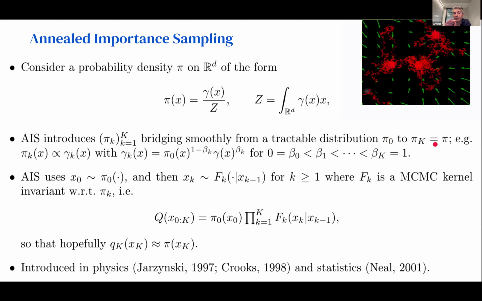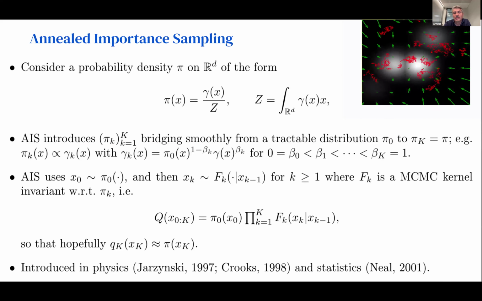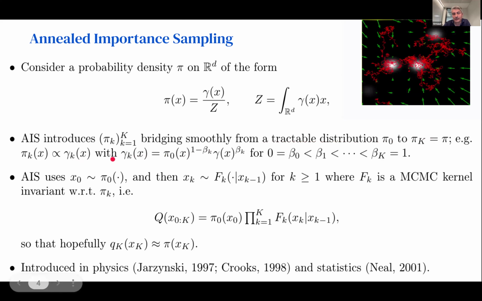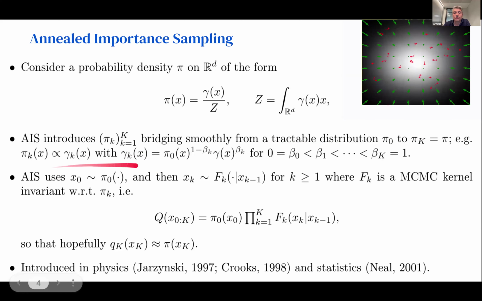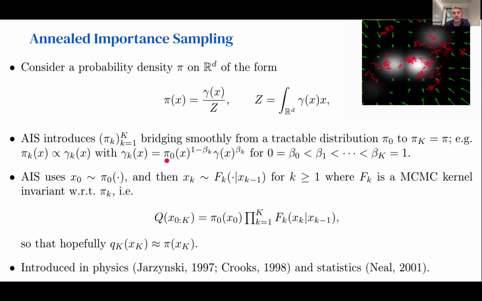Okay, so you build this smooth path of distributions. For example, a very, very standard technique is to set pi k proportional to the original, easy-to-sample distribution pi naught to the power 1 minus beta, times the final target to the power beta, where beta is some kind of annealing schedule that goes from 0 to 1.